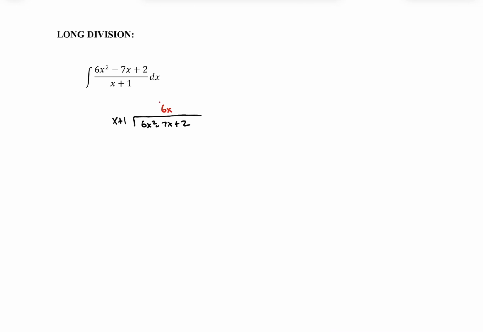Then you multiply that 6x, or distribute it through the x and the plus 1. So you end up getting 6x squared plus 6x. Then you subtract these two terms from the two terms in the original expression. The 6x squared minus the 6x squared is going to be 0. That's the purpose of getting rid of that. Then you have negative 7x minus 6x to get negative 13x. Then you bring down your next term, which in this case is plus 2.